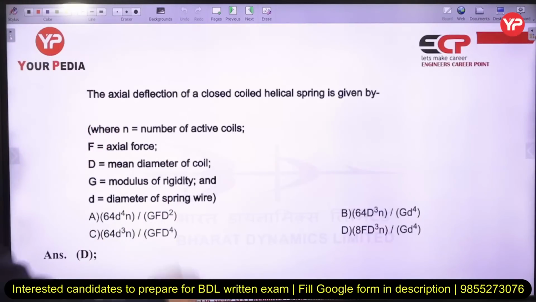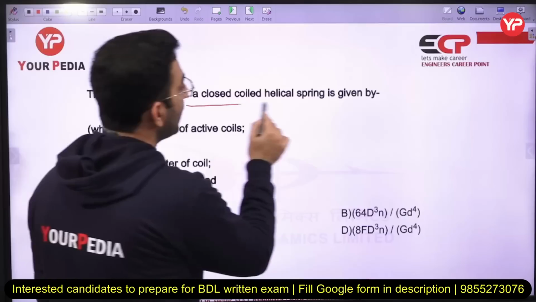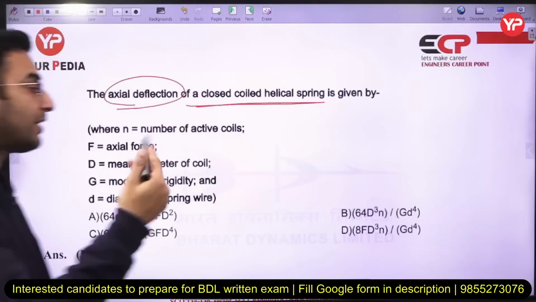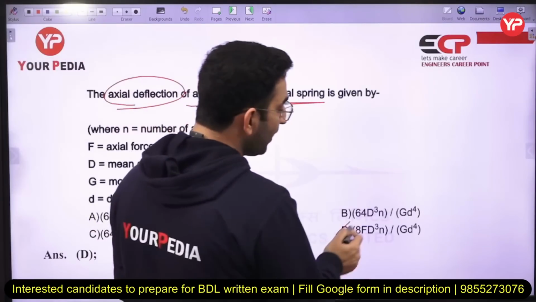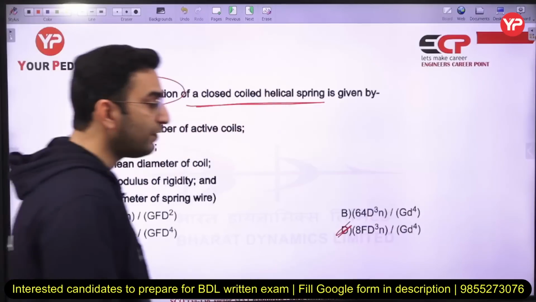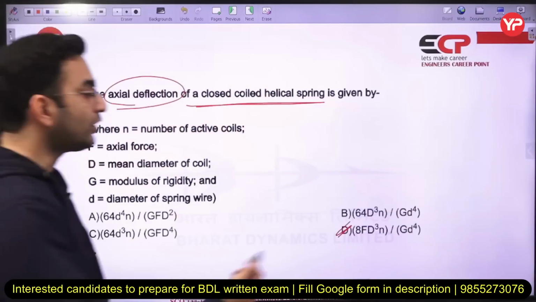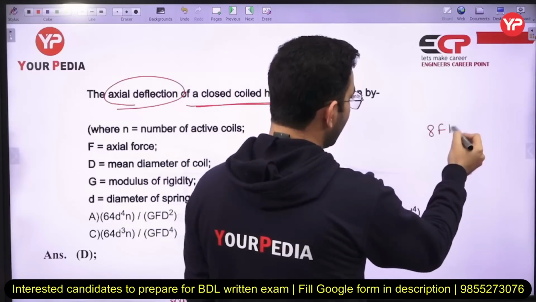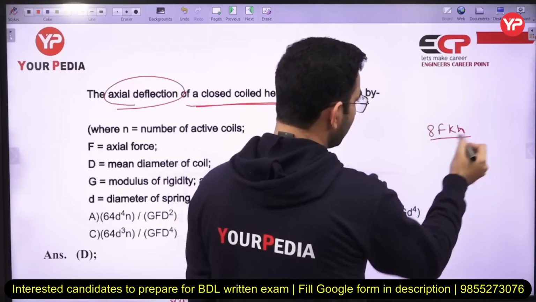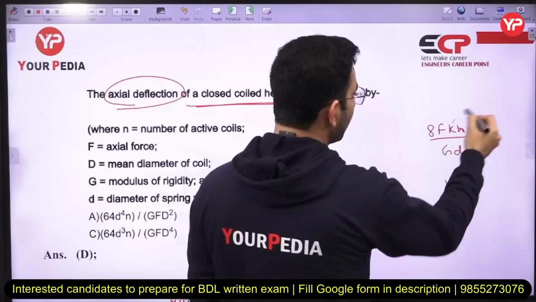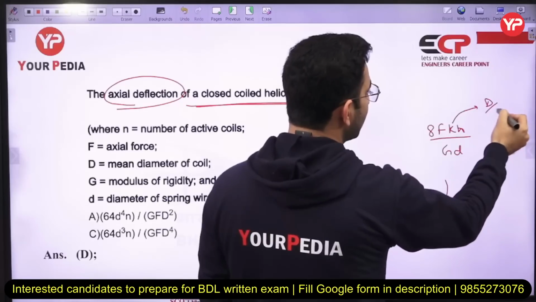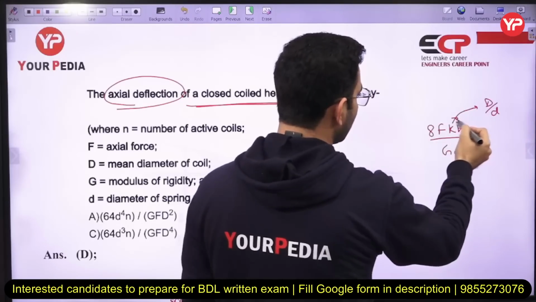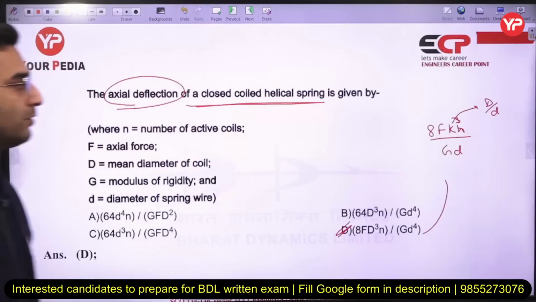Next part, the axial deflection of a closed coil helical spring. How do you calculate the axial deflection? That is again a direct formula here. The formula is given by 8FD cube divided by GD to the power 4. Okay, this formula can also be written as 8FKN divided by GD here, where K is known as the spring index, which is defined as the ratio of D by d here. Just remember that part also.